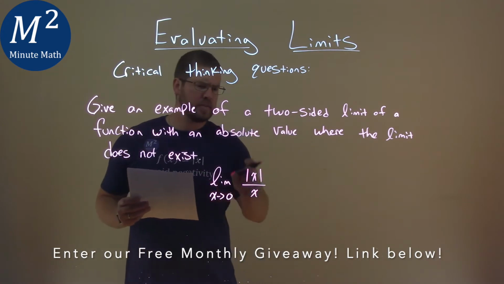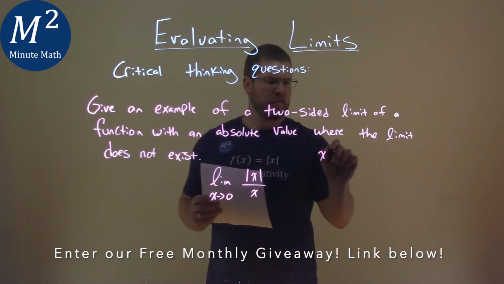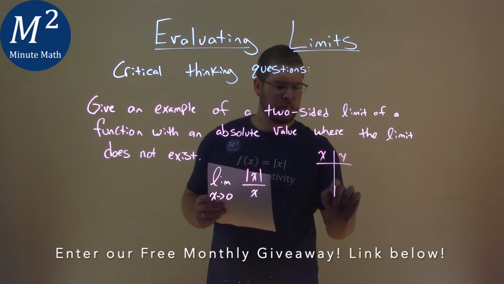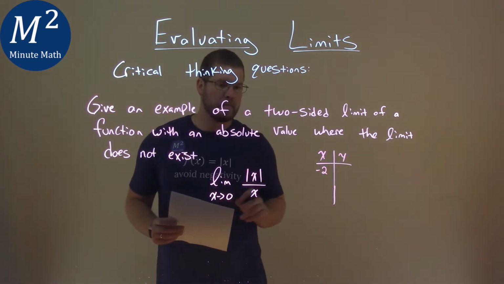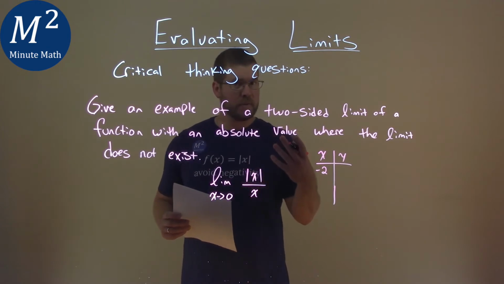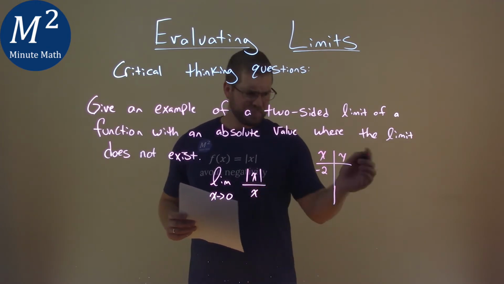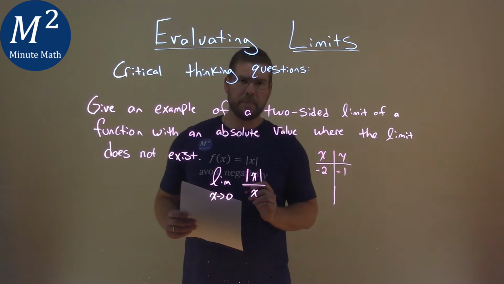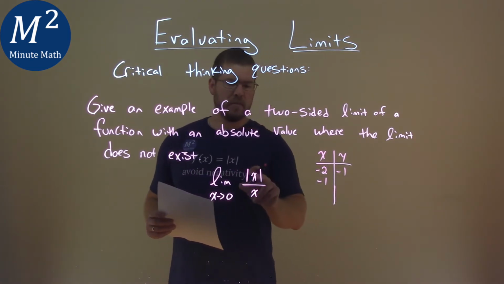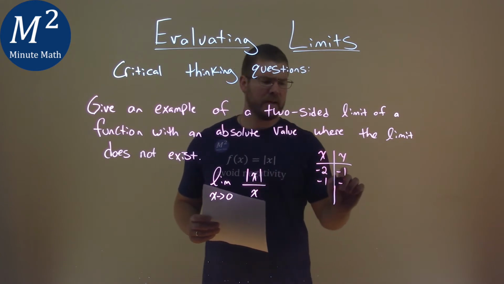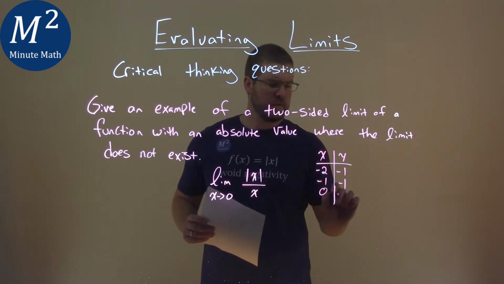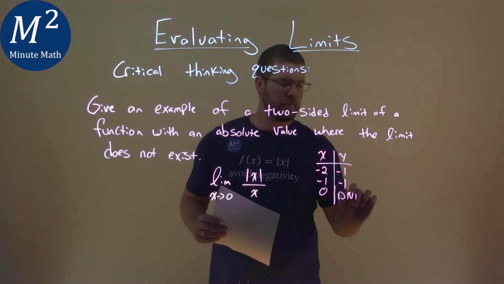Let's use a table here to see what's going on. We have our x and y value. If I put negative 2 in for x, the absolute value becomes a positive 2. We divide that by negative 2, and so we get negative 1. Do the same thing with negative 1 for x: positive 1, divided by negative 1, is negative 1. The function does not exist at 0, right?